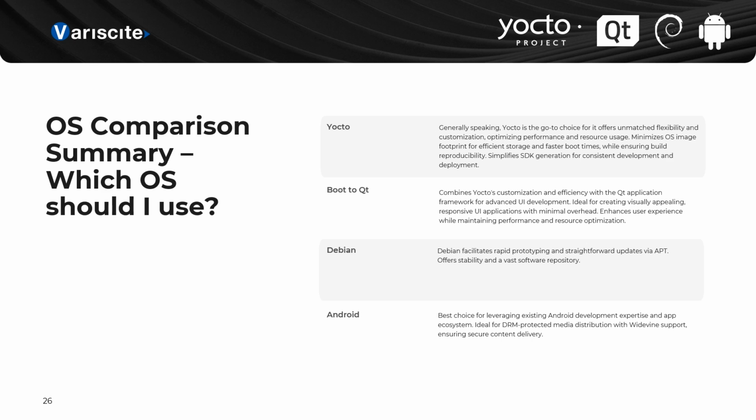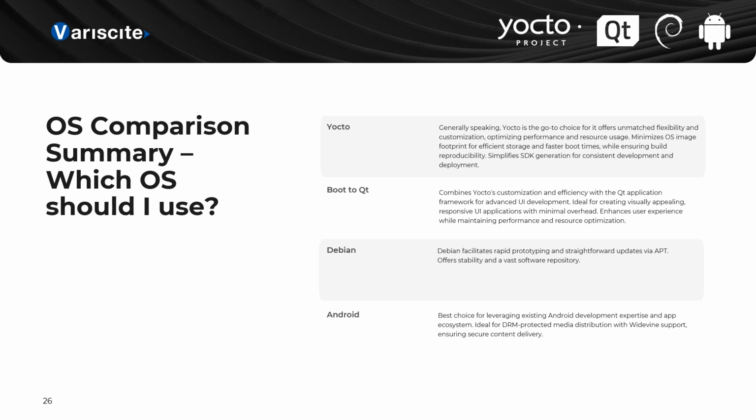Debian is a strong candidate for rapid prototyping and straightforward updates via apt. It offers stability and a vast software repository. If your project benefits from a stable, well-documented environment with extensive package availability, Debian is a solid choice.